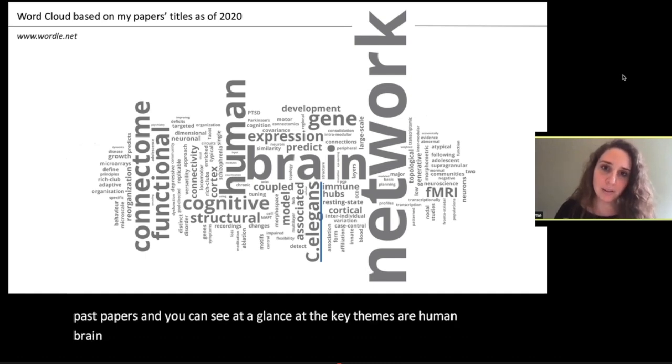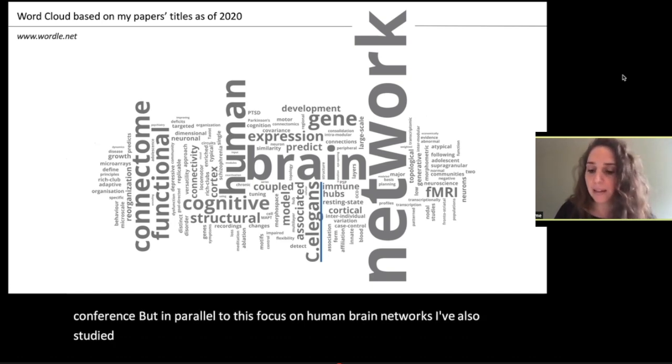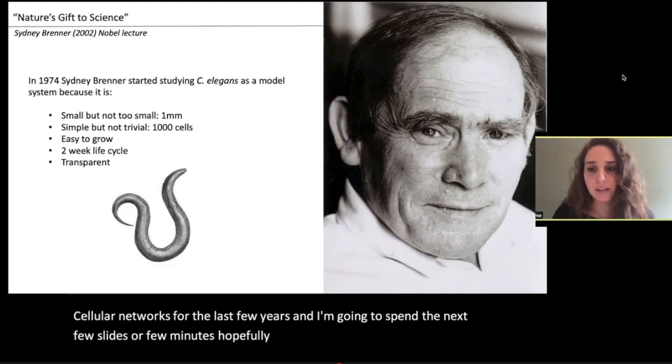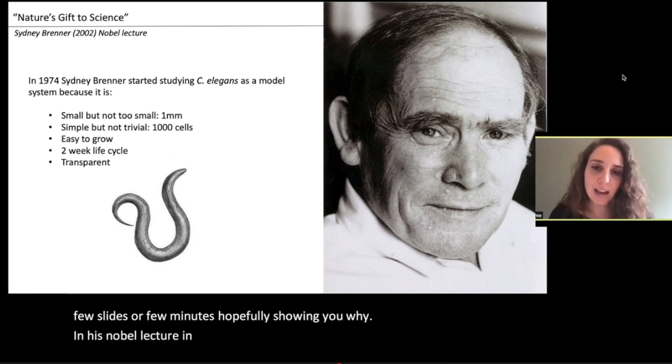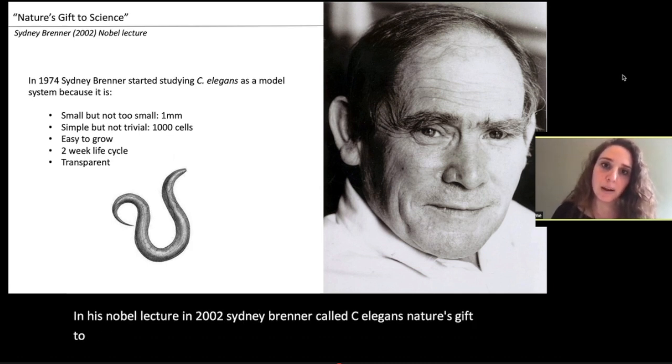But in parallel to this focus on human brain networks, I've also studied C. elegans cellular networks for the last few years. And I'm going to spend the next few minutes hopefully showing you why. In his Nobel lecture in 2002, Sidney Brenner called C. elegans nature's gift to science. And he started working on C. elegans about 30 years prior to that.